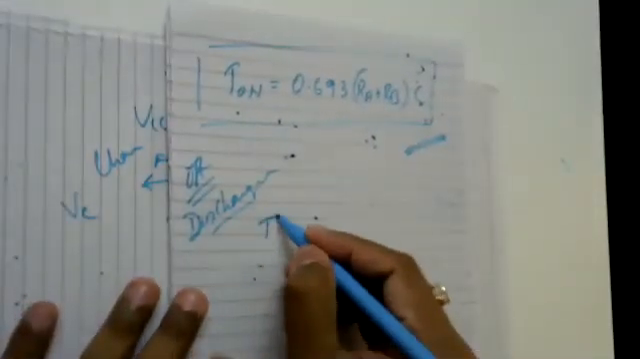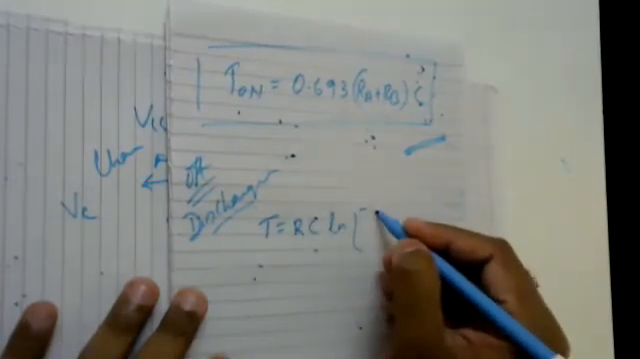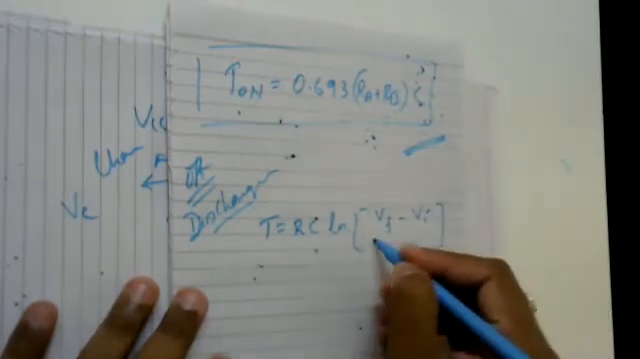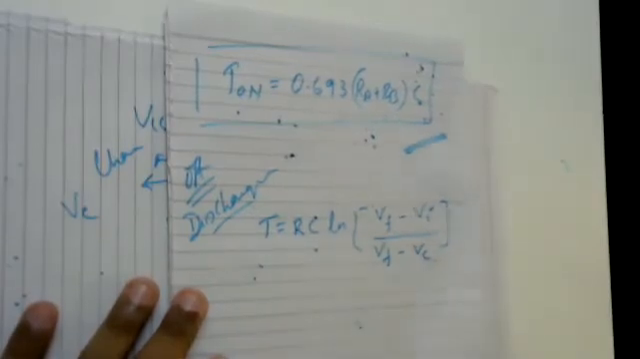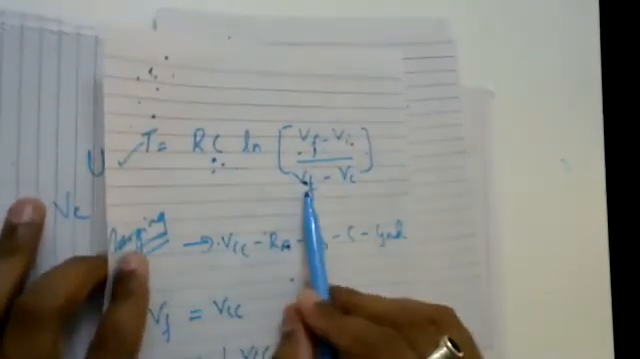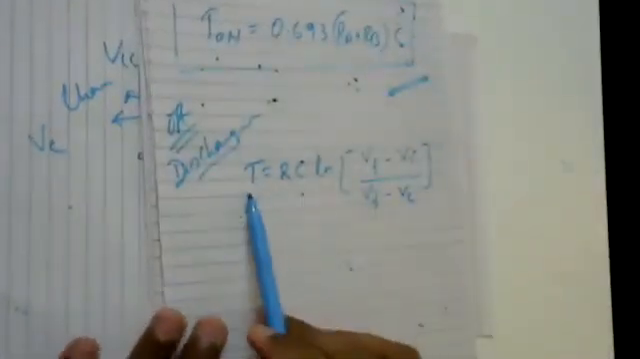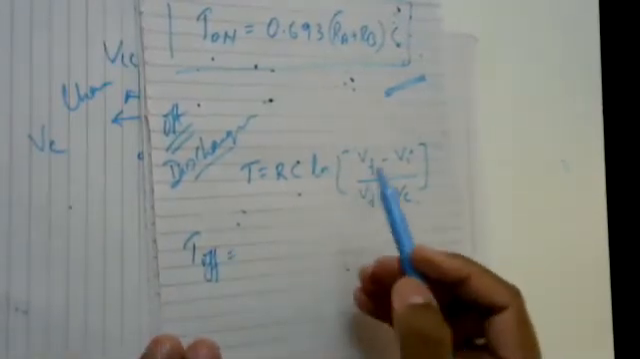T is equal to R into C ln of final voltage minus initial voltage divided by final voltage minus voltage across the capacitor. You can see it. So T is equal to R into C ln of final voltage minus initial voltage divided by final voltage minus voltage across the capacitance C. So if I write the equation over here, I want to write the equation for T off now. What's the equation for T off now?